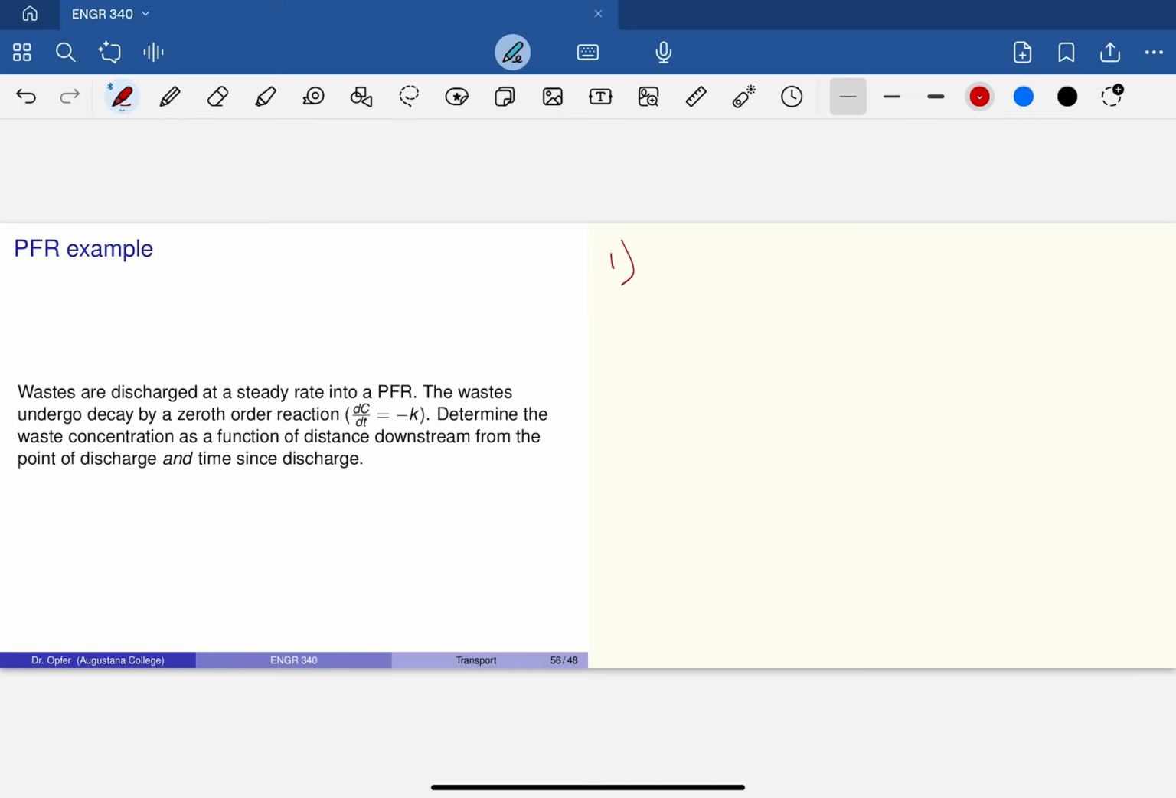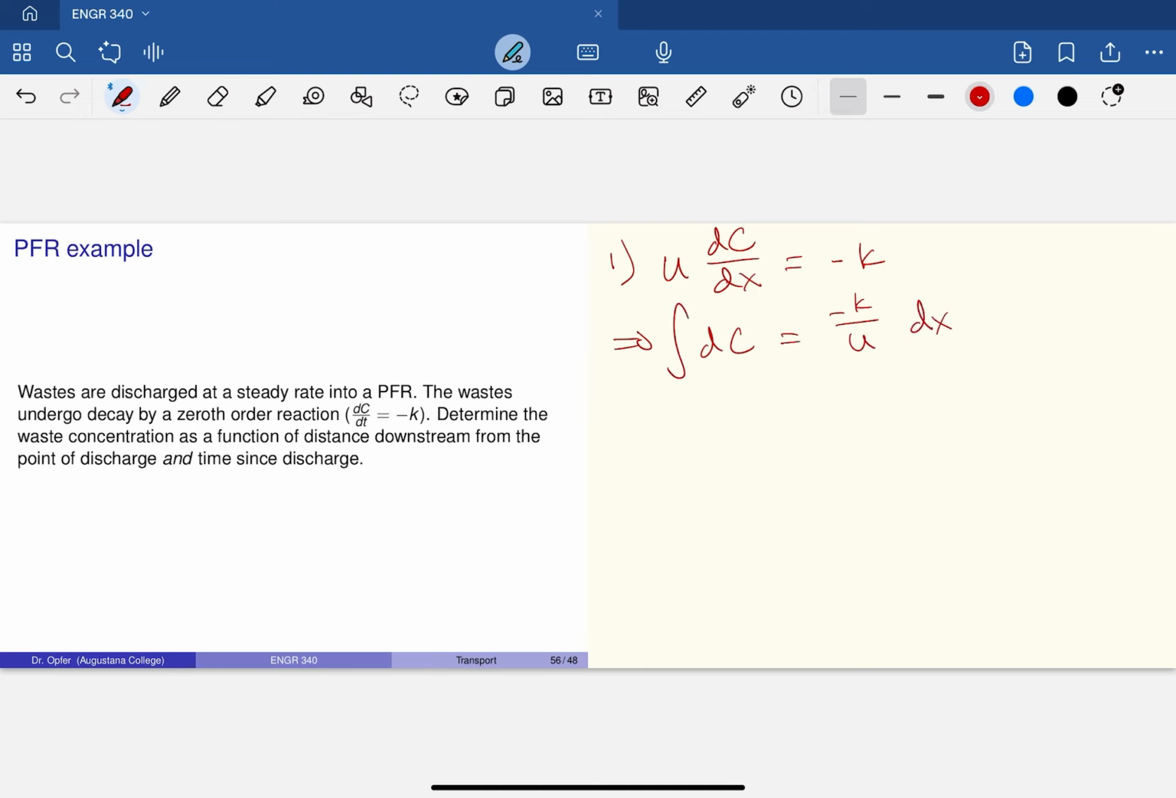Our governing equation for a plug flow reactor as a function of distance looks like U dC/dx equals our reaction rate, which is just the constant, minus k. All right, this is an ODE we know how to deal with. Let's divide through by U and multiply by dx to get dC is equal to minus k over U dx.